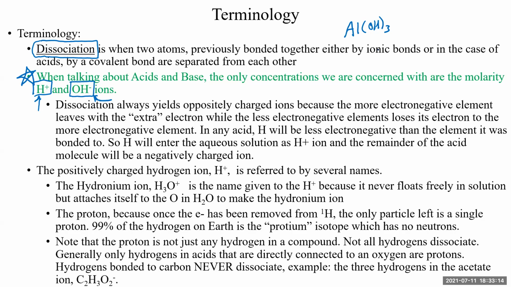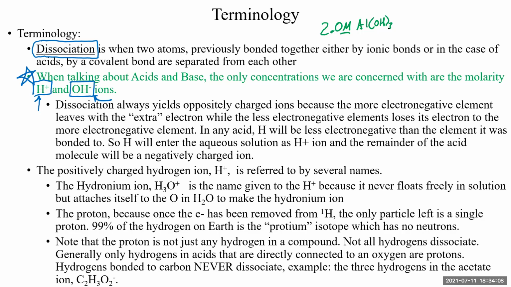The only thing we care about when we dissolve aluminum hydroxide in water, we couldn't care less about the concentration or molarity of aluminum. We don't care about the concentration of aluminum hydroxide. The only thing we care about is the concentration of the hydroxide ions and how many hydroxide ions will be produced from the dissociation of aluminum hydroxide. Let's say, and I'm going to go over more examples on this, I have a 2 molar aluminum hydroxide solution. Let's pretend for a second that aluminum hydroxide is a strong base that dissociates completely.